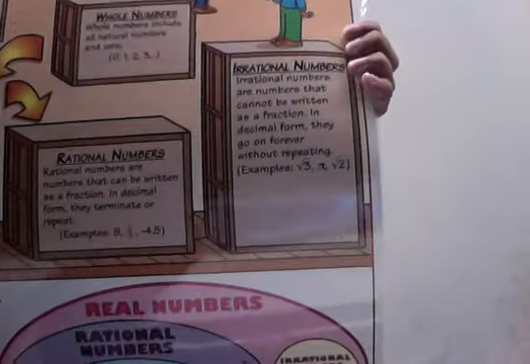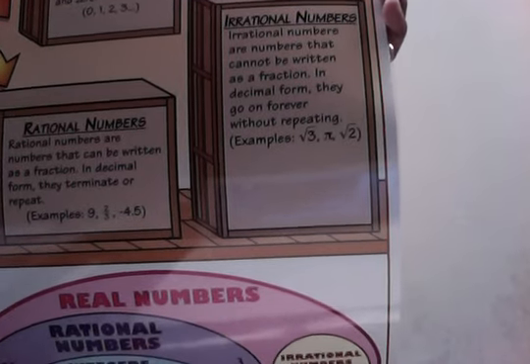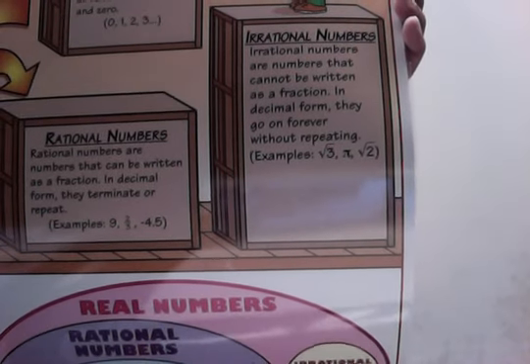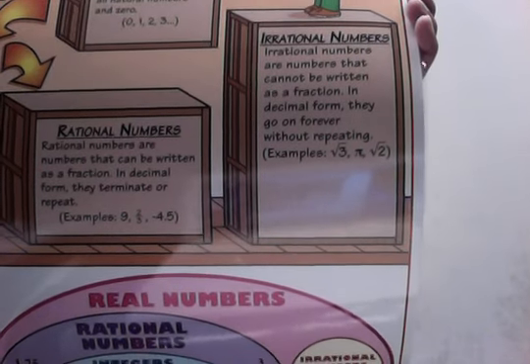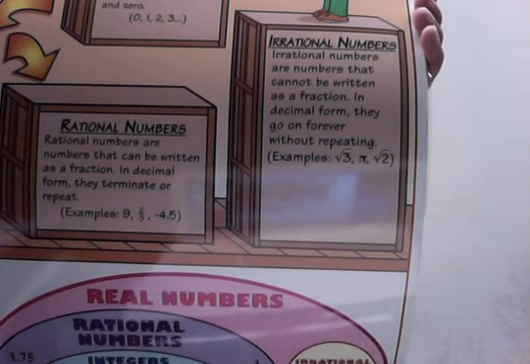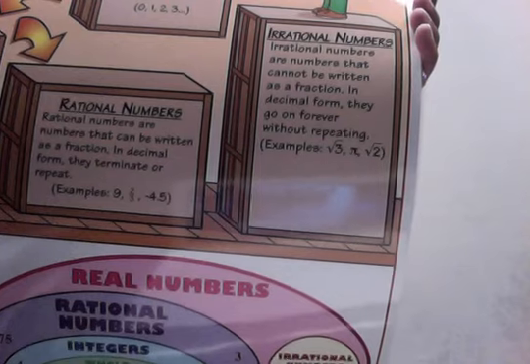All right. Now, if you've been called irrational, maybe you're a person who doesn't make sense. Or your thought maybe doesn't make a whole lot of sense given the situation. All right? Now, see if you can connect irrational numbers with that example here. Irrational numbers are numbers that cannot be written as a fraction. In decimal form, they go on forever without repeating.